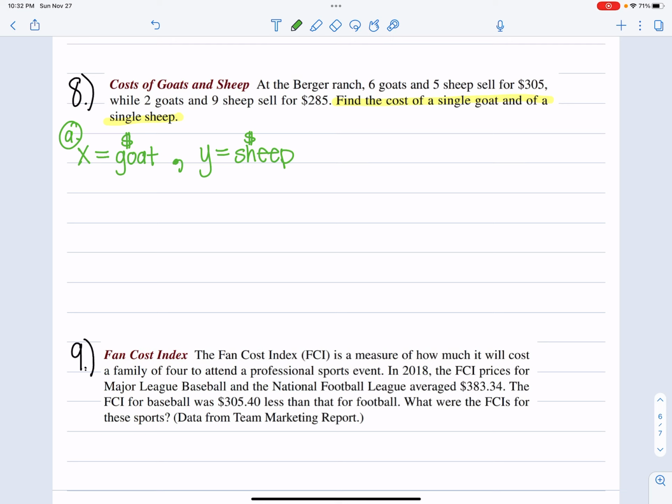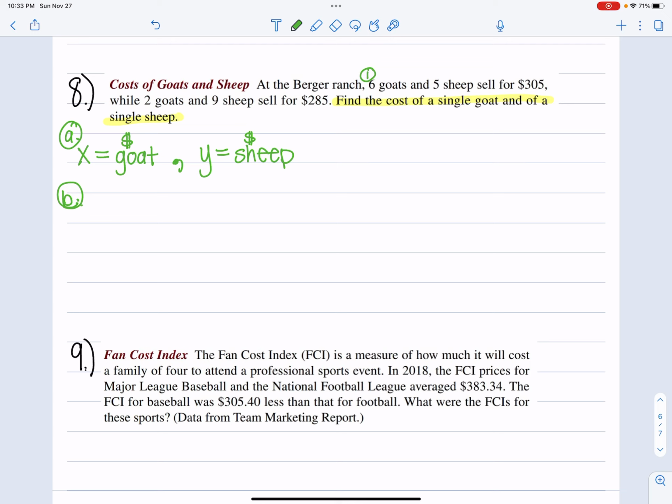Okay? Now, I got to come up with the system of equations. Part B is my system of equations right here. Okay? And look what it says. My first system is right here. I have 6 goats, 5 sheep that they sell for $305. Think about when you buy something at the store. If you buy more than one item, you take how much you have times the cost, right? We got to do that.